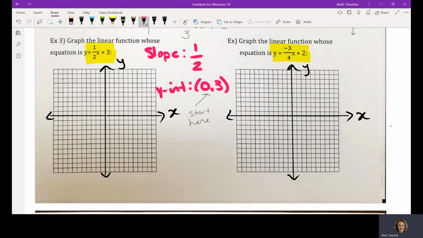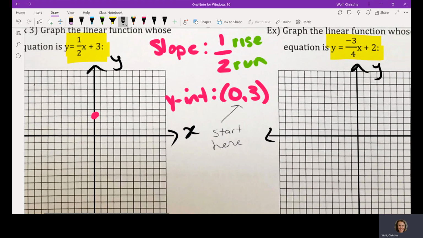So I'm going to start at the point (0, 3), or my y-intercept of 3. Now, my slope is 1/2. So we know from previous lessons in Unit 5 that slope is rise over run. So from that starting point, I'm going to rise 1 and run 2.